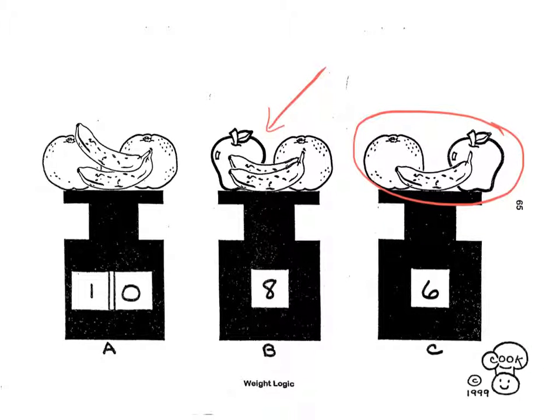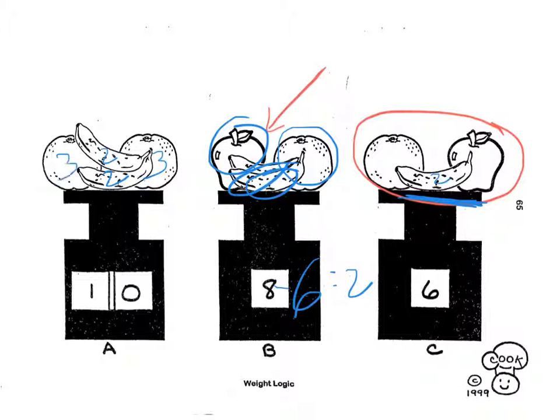So we see that the apple, orange, banana is 6. We find that over here, apple, orange, banana. So we subtract 8 minus 6 is 2. That banana must be 2. If the banana is 2, then over here we have 4 pounds of bananas. That leaves us 6 for the 2 oranges. So the orange must be 3, and the apple is just 1.